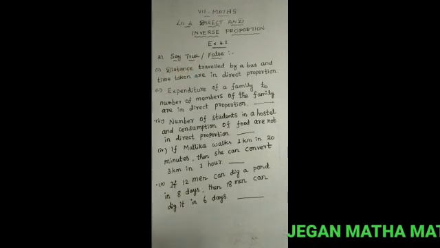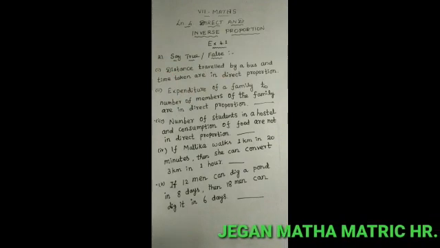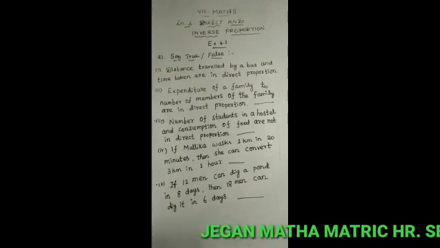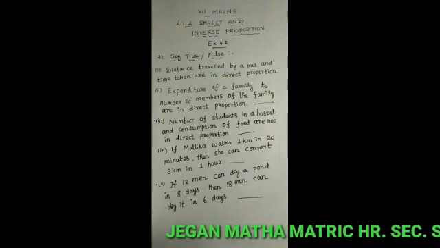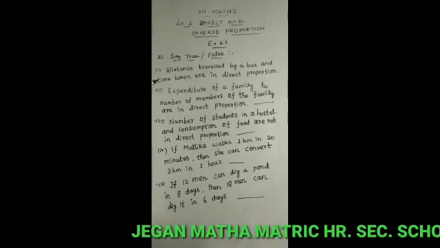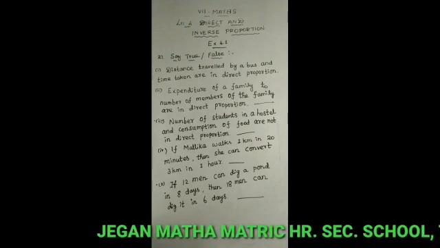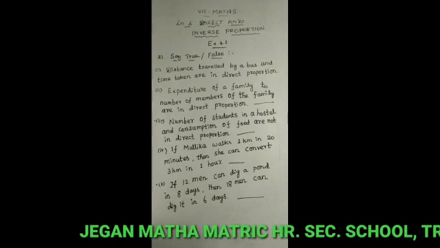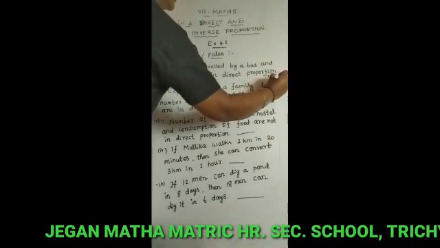Say true or false. In the first one, distance travelled by a bus and time taken are in direct proportion. Here, two quantities are given. One is distance, another one is time. Distance and time are always in direct proportion, because when one quantity increases, the other quantity also increases. So this is direct proportion. So the given statement is true. So in the first one we write the answer is true.